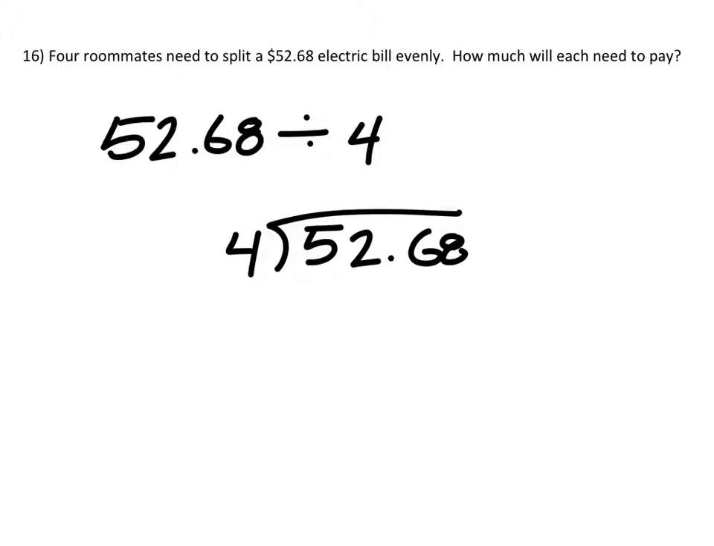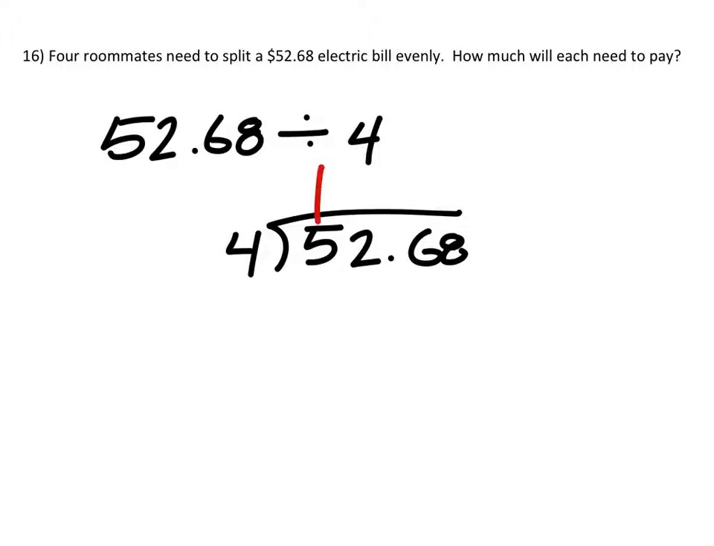One of the mistakes we get with this type, changing it into a long division, is that we get the 4 where the 52.68 is. Okay, now hopefully by the time you answer this problem, it would make sense that that's not where that would go, because we have to divide by 4 people, okay?